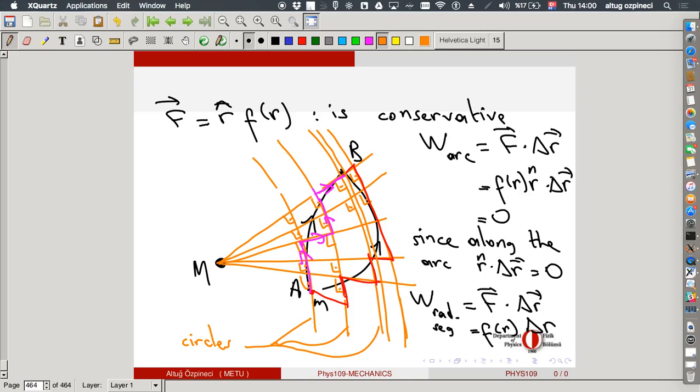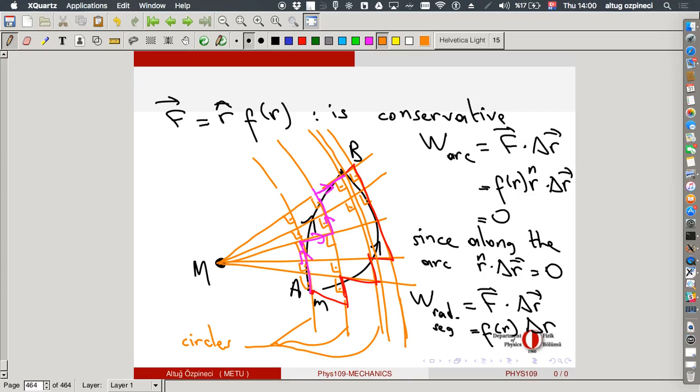So the only thing left is the work done over this very small segment on the red curve, which is equal to the work done on this very small segment on the purple curve. So you see that the work done along this purple curve is equal to the work done along this red curve. For each segment on this red curve, the work done is either 0 or there is a corresponding segment on the purple curve in which the work done is equal. So whether you go along the red curve or the purple curve, the work done is equal to each other.